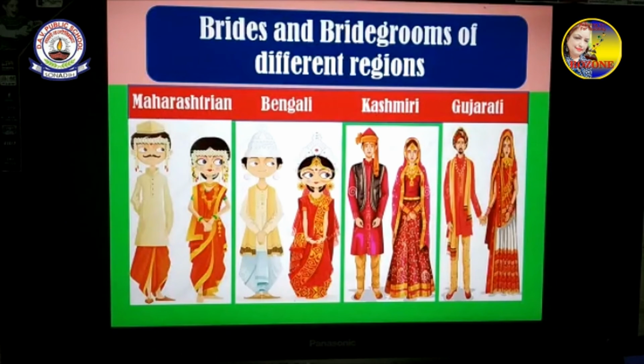Brides and bridegrooms of different regions. Who is the bride? The girl who is going to get married. She becomes the bride, and the bridegroom, the boy who becomes the dulha. We say na dulhan and dulha. So the bride is dulhan and bridegroom is dulha.